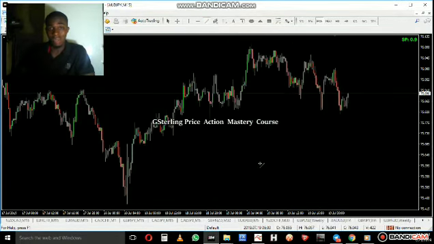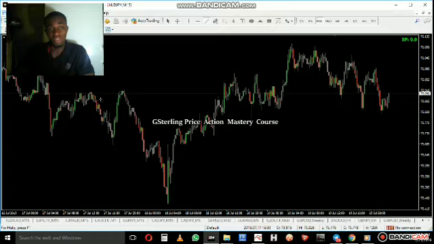So guys, these market structures work on every time frame. Price action works on every time frame. The only difference between the time frames is that the higher the time frame, the stronger the power of the market structures, so the longer it will last.